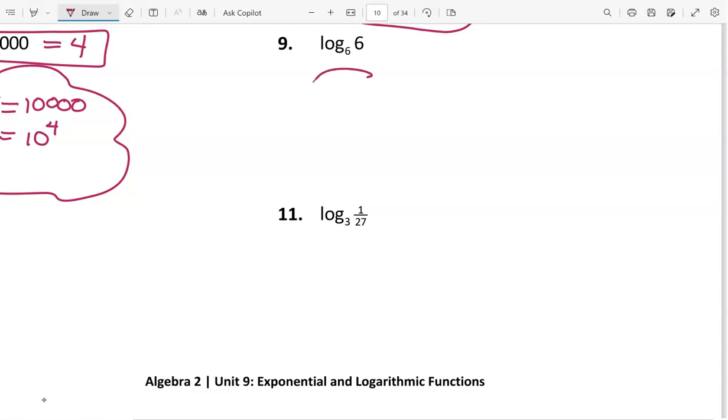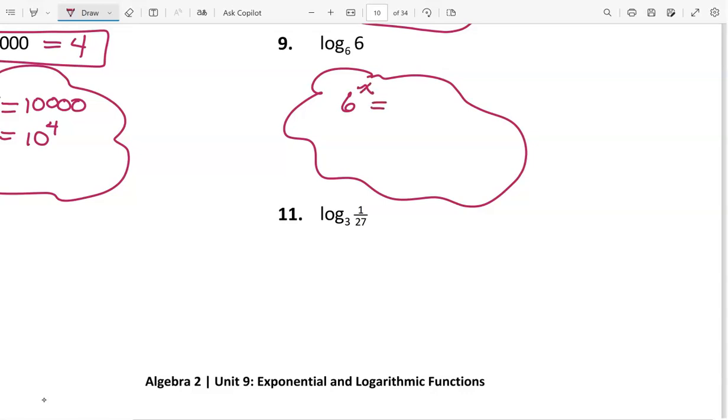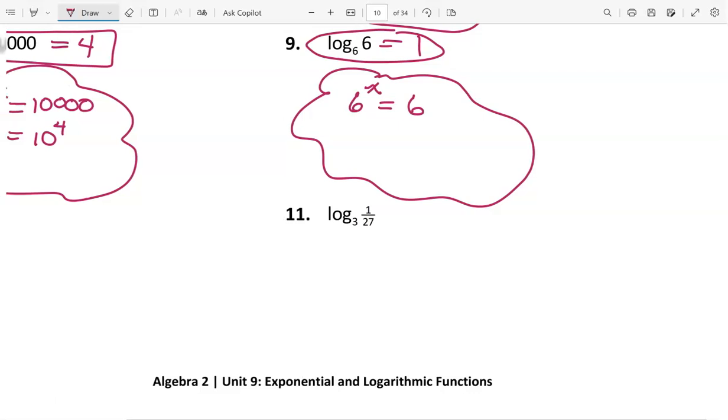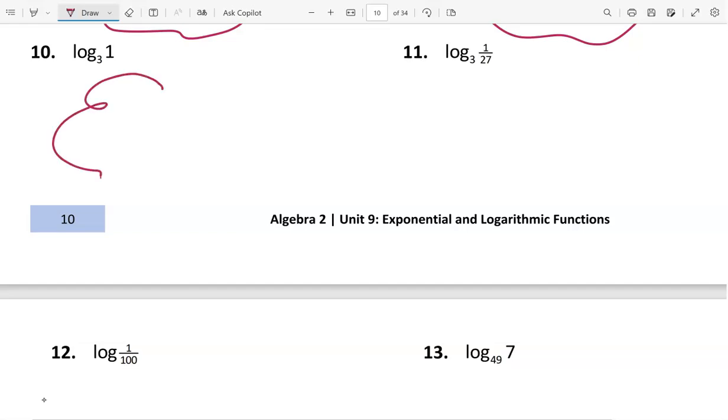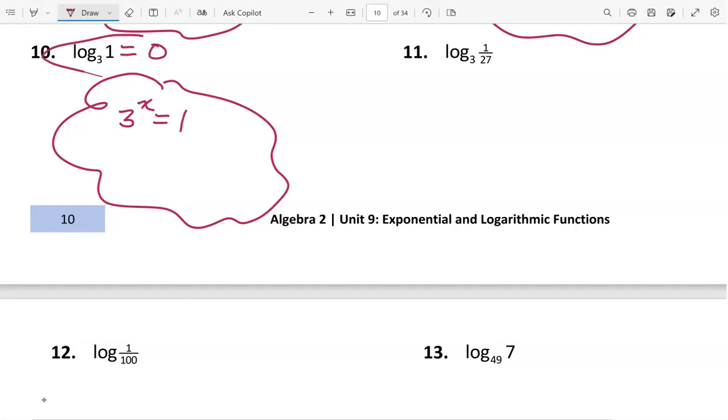In number 9, we're looking for the log base 6 of 6, so my thought process is base 6 raised to the unknown exponent equals 6, and that should be 1, so log base 6 of 6 is 1. In number 10, my thought process is I'm looking for the exponent that I need to raise 3 to in order to get a result of 1. And of course that would be the 0 exponent, so log base 3 of 1 is equal to 0.